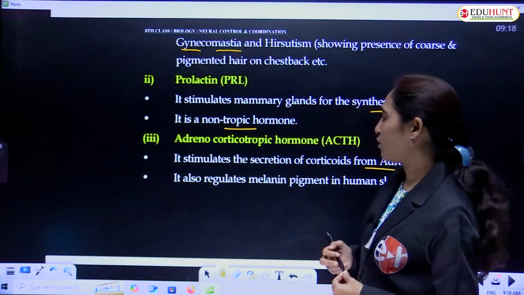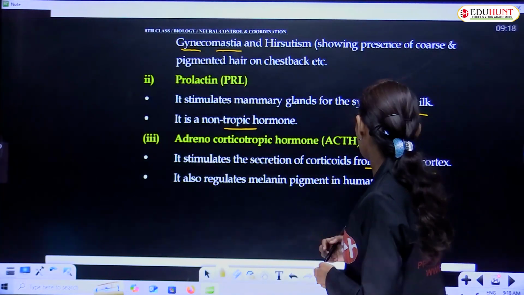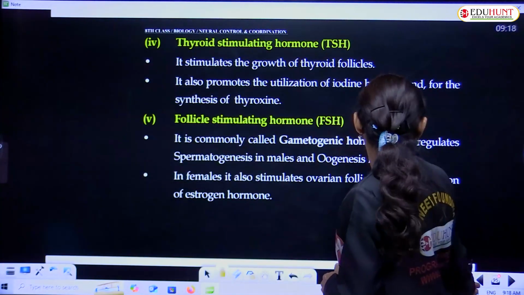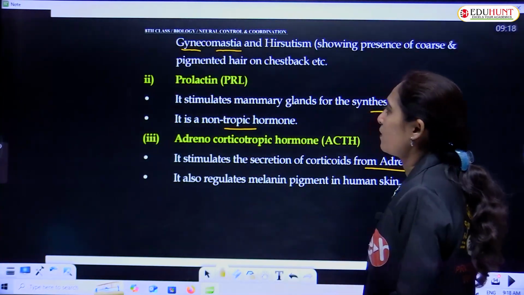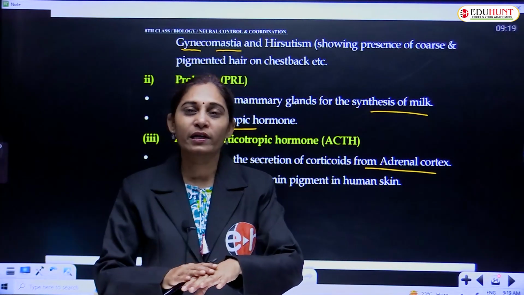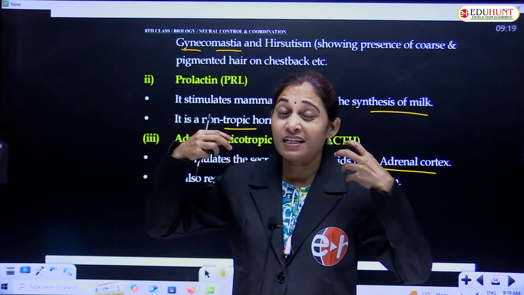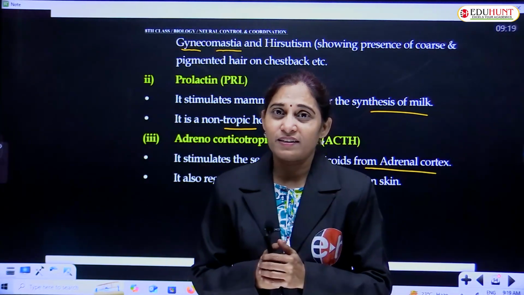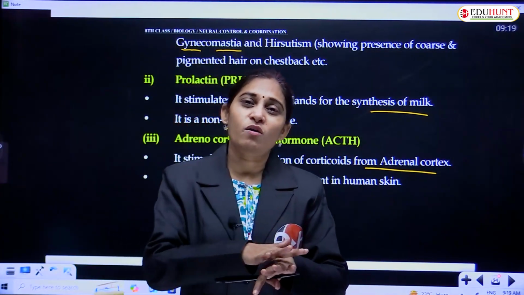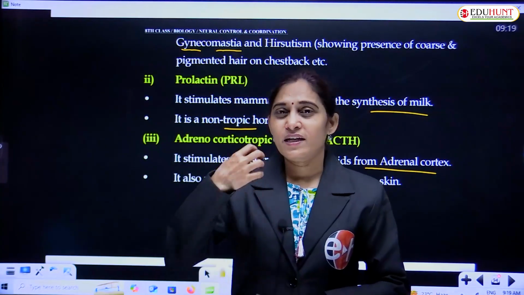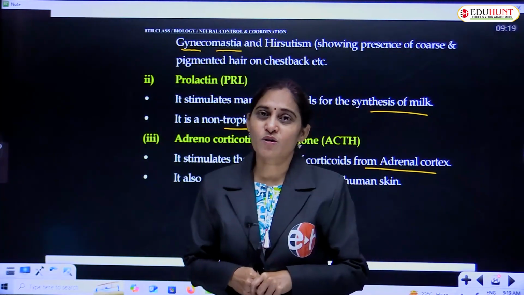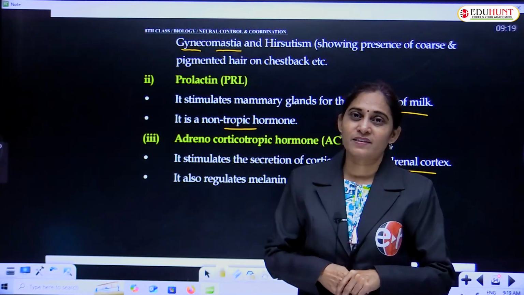It also regulates melanin pigment in human skin. Because of the distribution and spread of the melanin, our skin complexion looks the way it does. If the melanin is distributed evenly all over the body, we look darker. We are dark-skinned because of that melanin pigment.